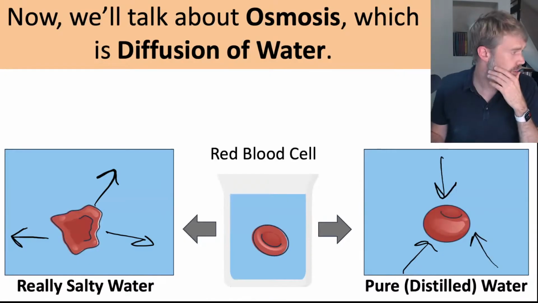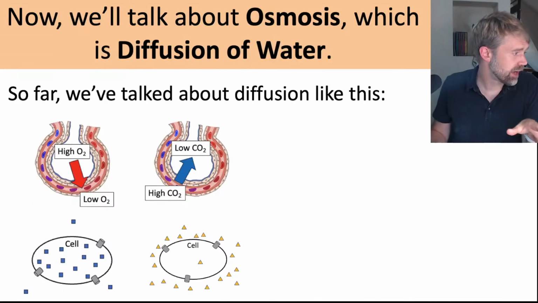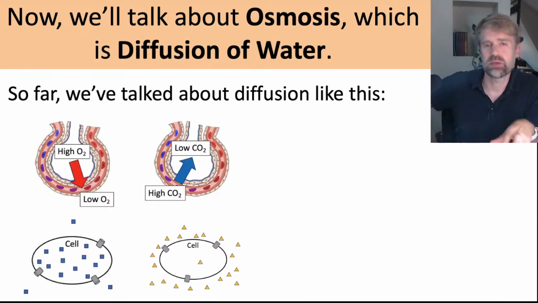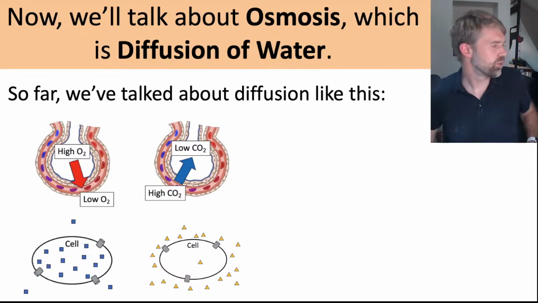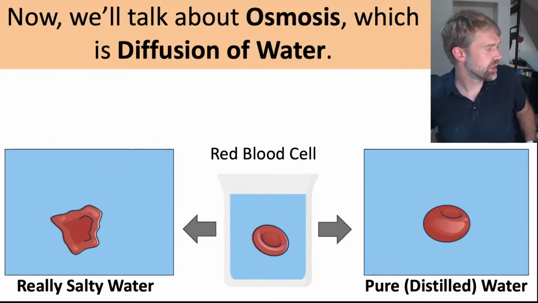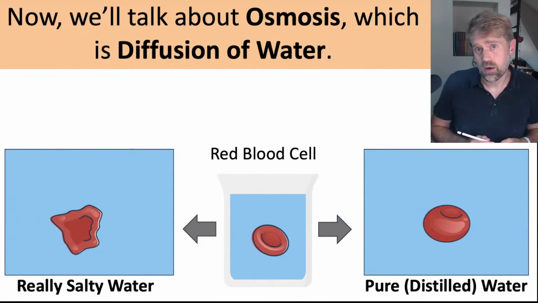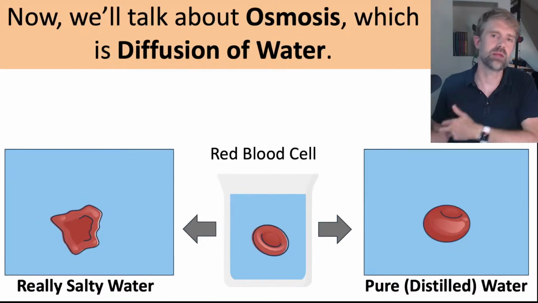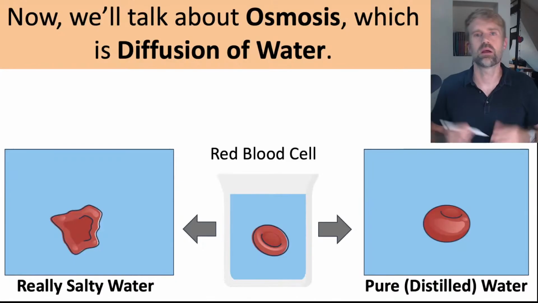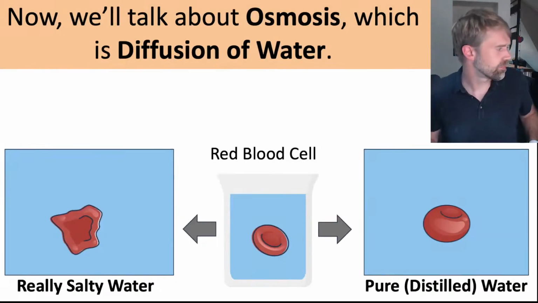Okay, so up until now, we've looked at diffusion like this. We've been looking at maybe gases, oxygen or carbon dioxide going in and out of blood. We've been looking at stuff like maybe sugars or salts going in and out of cells. But we haven't really been talking about water. Water can move too. Salt can move, sugar can move. Maybe I got to pump it, maybe it moves on its own. But we haven't really been talking about water.